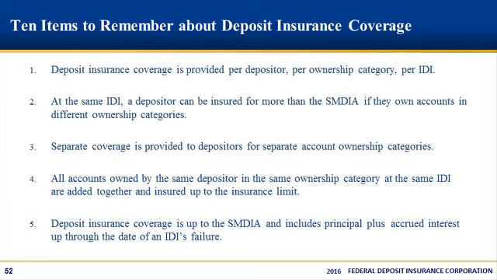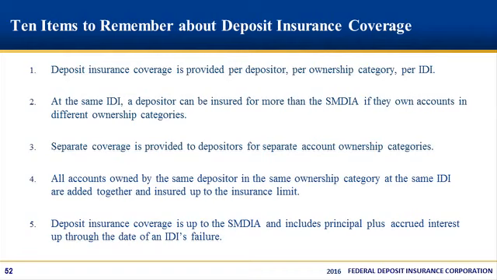Number 1, deposit insurance coverage is provided per depositor, per ownership category, per bank. Number 2, at the same bank, a depositor can be insured for more than the SMDIA if they own accounts in different ownership categories. Number 3, separate coverage is provided to depositors for separate account ownership categories. Number 4, all accounts owned by the same depositor in the same ownership category at the same bank are added together and insured up to the SMDIA.